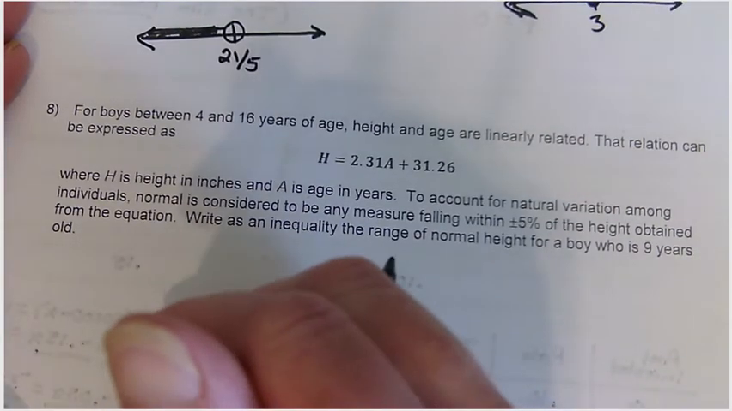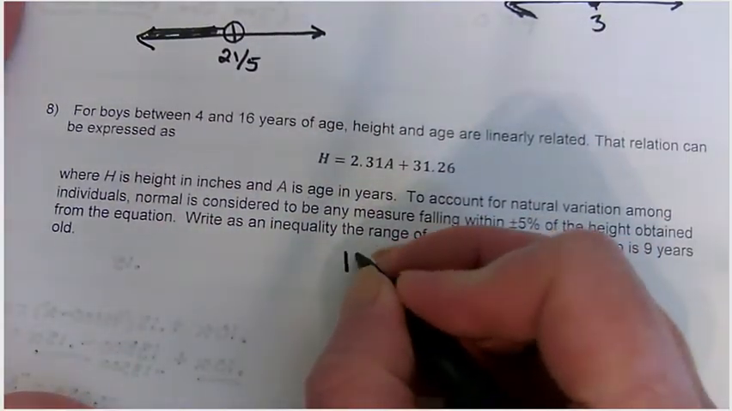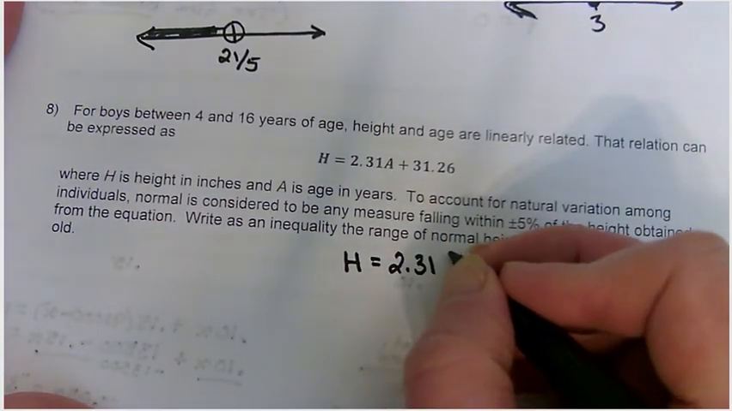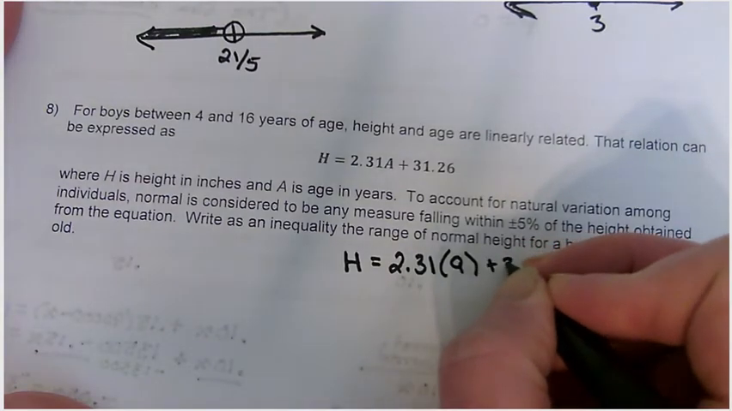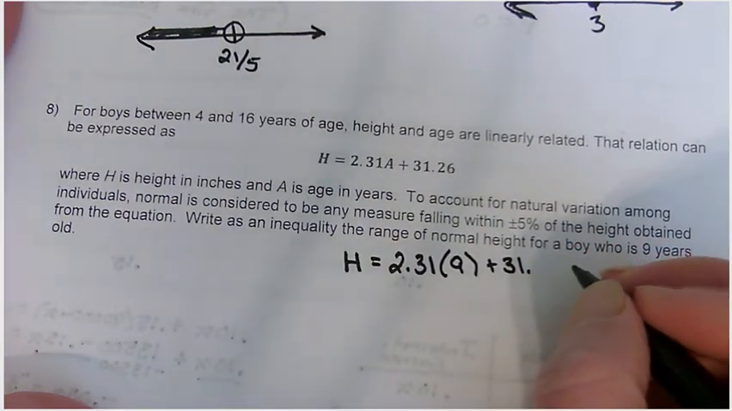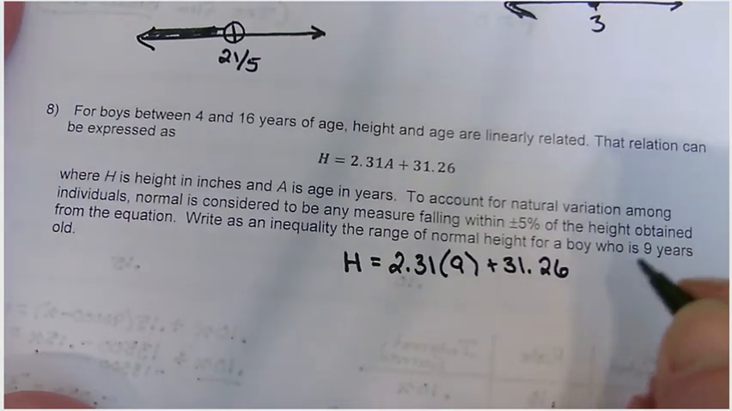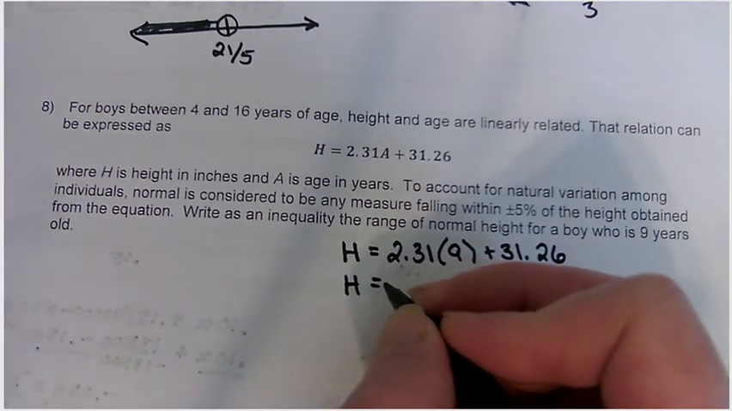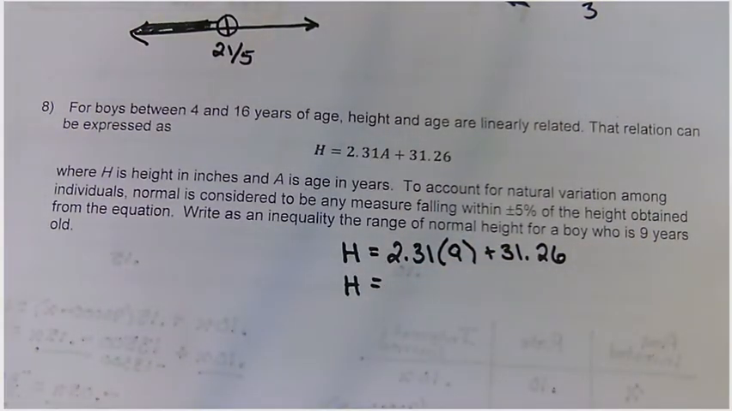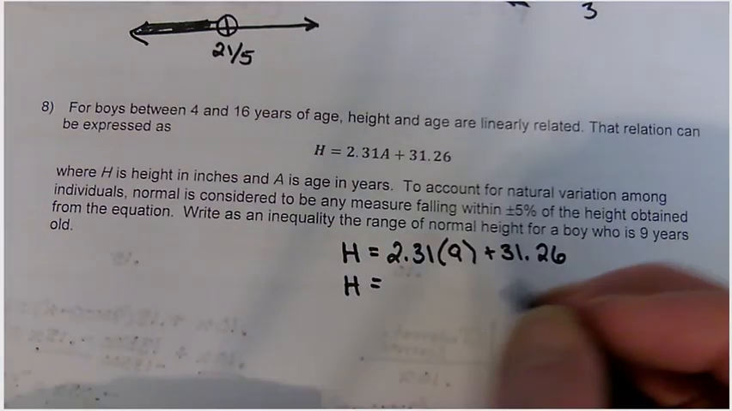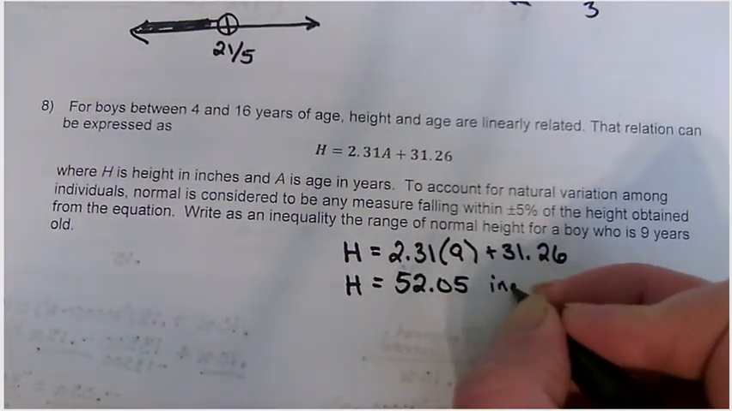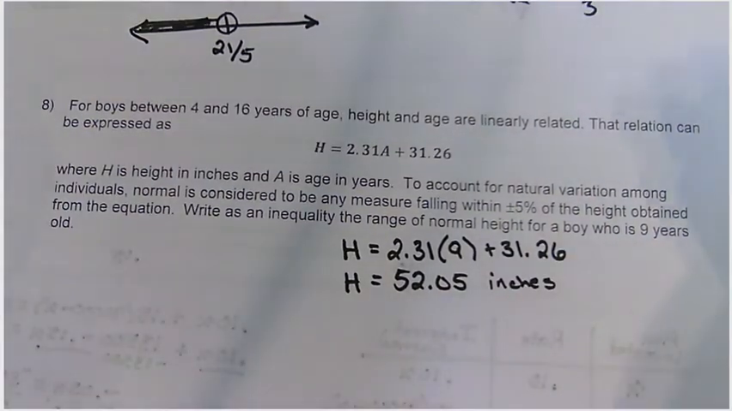So first off, let's figure out what the height would be for someone 9 years old. Let's see, 2.31 times 9 plus 31.26. I'm doing the whole thing in the calculator. Gives me 52.05 inches. Now this plus or minus 5%.